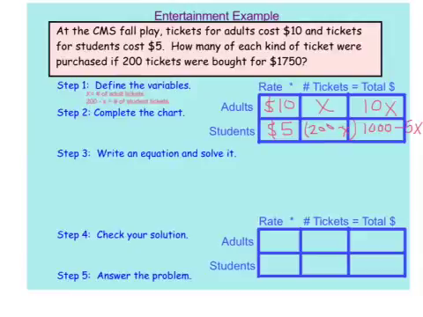So now that we're done with step 2, we'll move on to step 3, which is to write the equation and solve it. So the next decision you have to make is, when you're writing your equation, do you want to set these two amounts equal to each other, or do they add up to a total? And if we go back and read the problem, it says how many of each kind of ticket were purchased if 200 tickets were bought for a total of $1,750. So if this is the total amount of money from adult tickets and this is the total amount of money from student tickets, we want these two to add up to 1,750. So our equation looks like this.